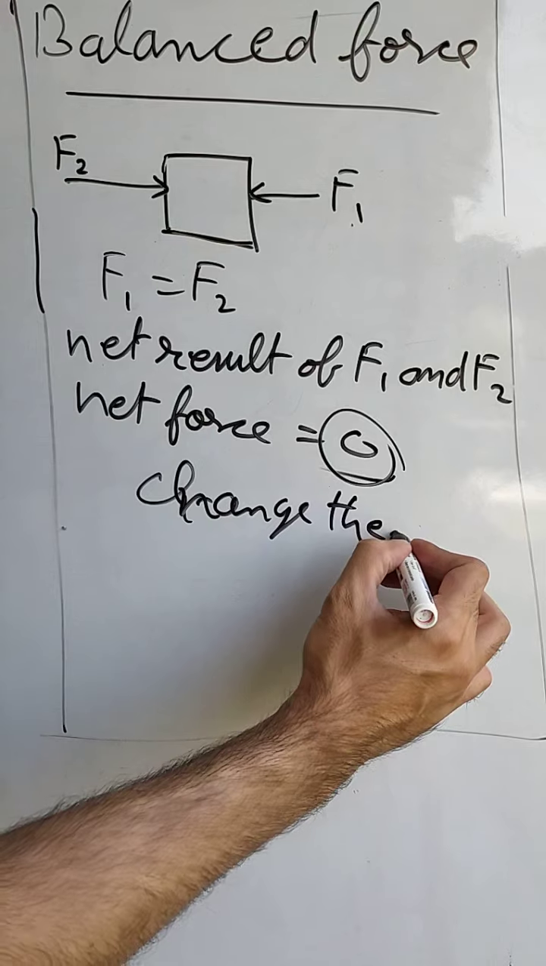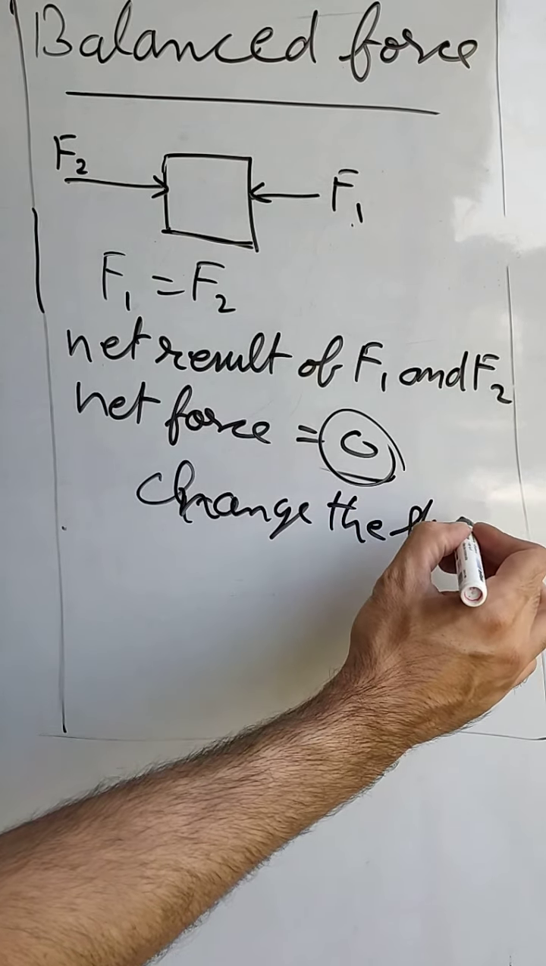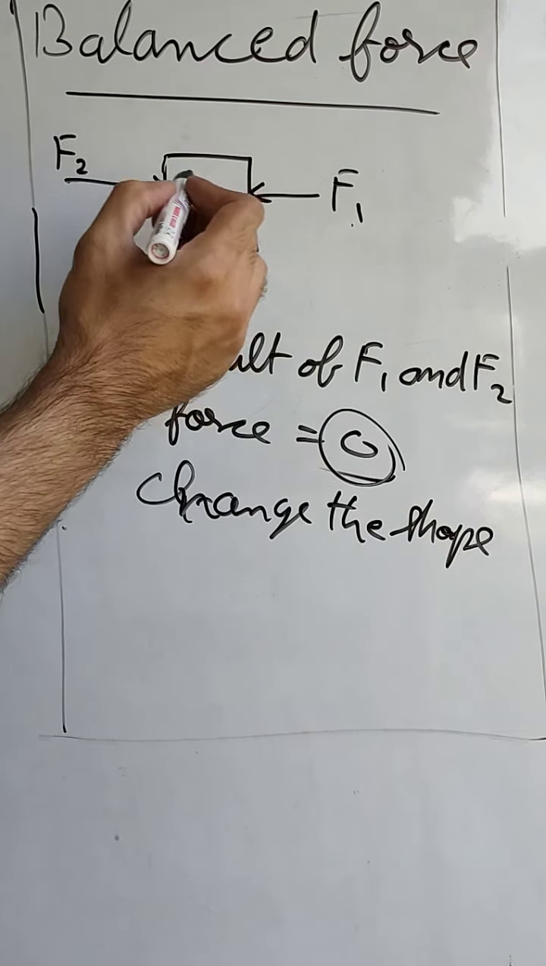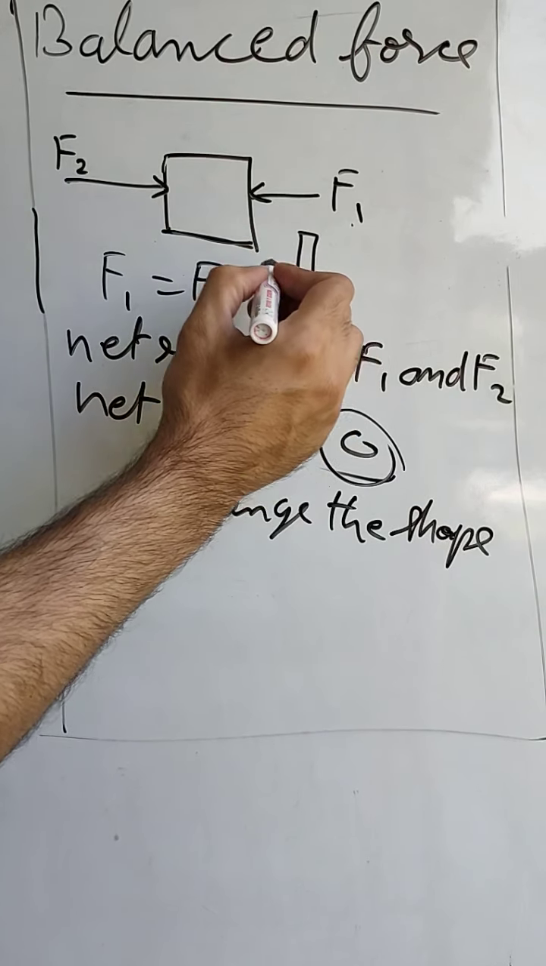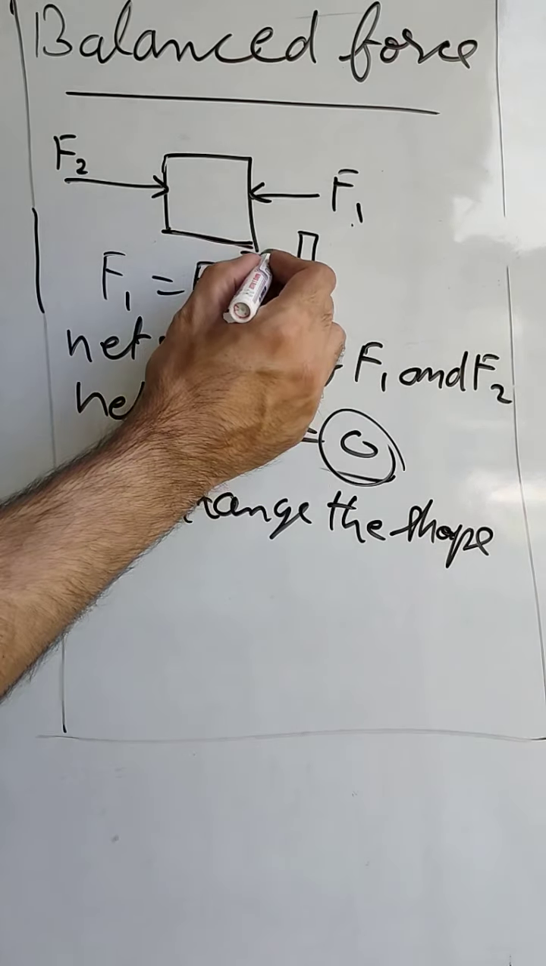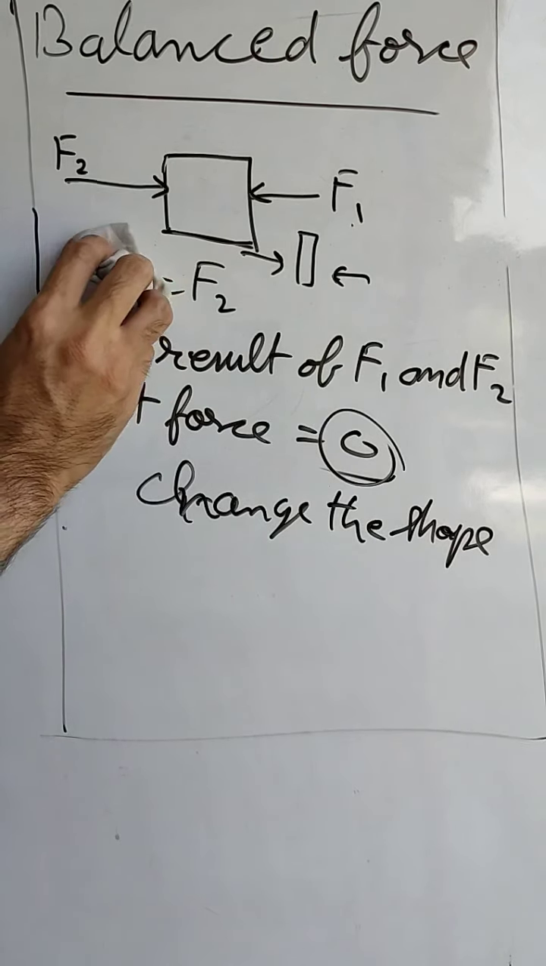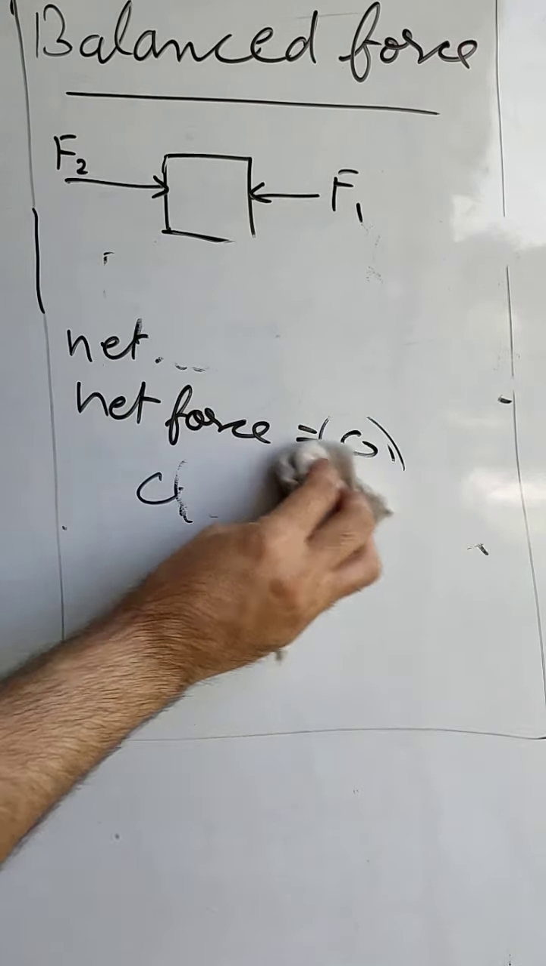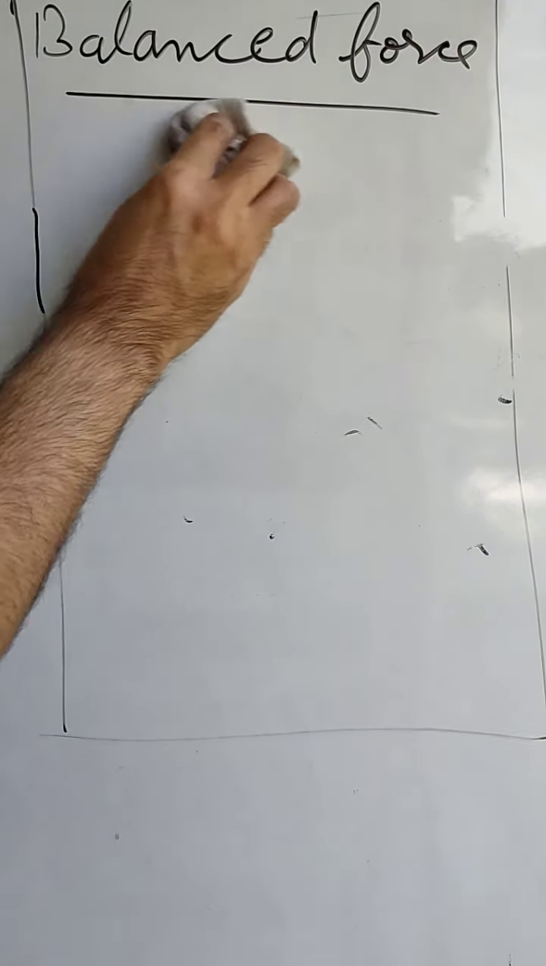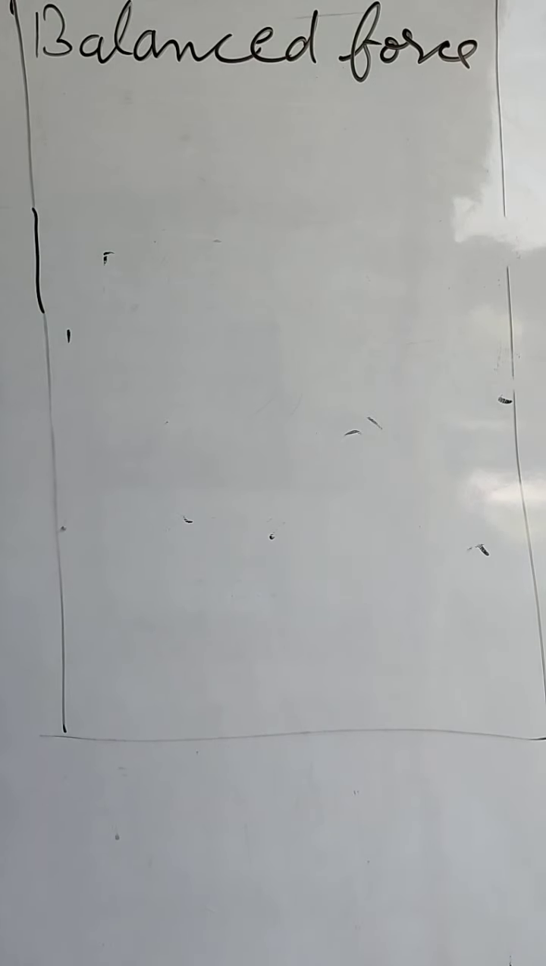If suppose this box was made up of sponge, then it will compress. It will look like this. Both of the forces will compress it. That means they will change the shape of the body, but they are not making the body move. Okay, so such forces whose net result is 0 are called balanced forces. Another type of force is unbalanced force.